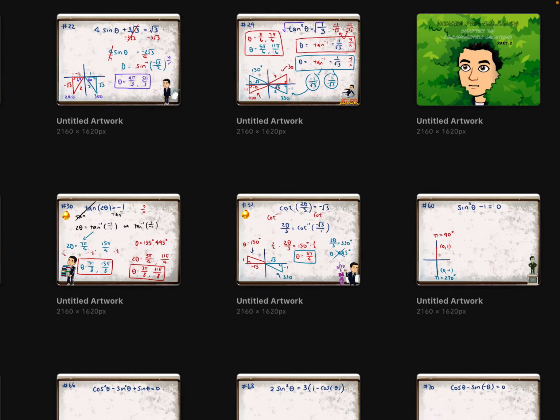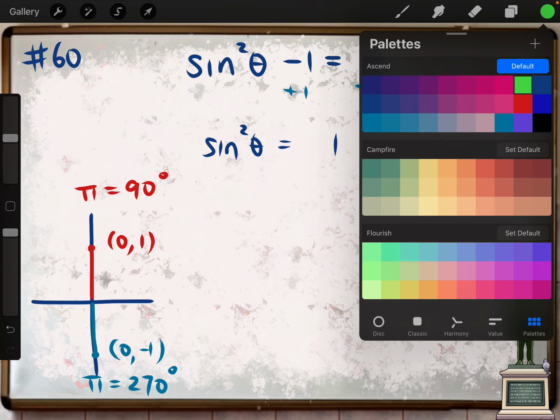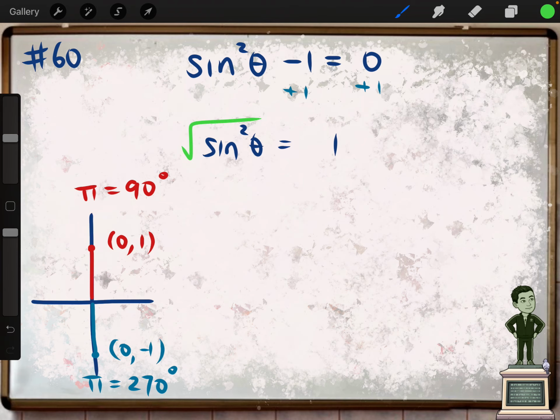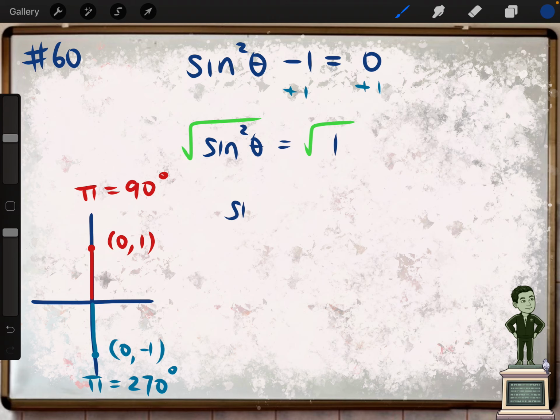Okay, so I'm just jumping around. This time we're going to be working on number 60. First thing I want to do is add 1 on both sides, so I'm going to get sine squared theta equals 1. Next, I want to take the square root on both sides, so that's how I'm going to isolate my sine theta.